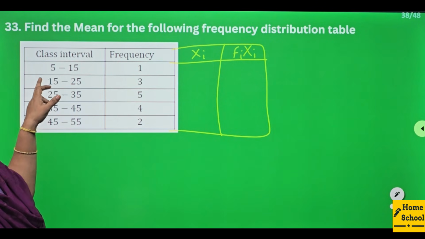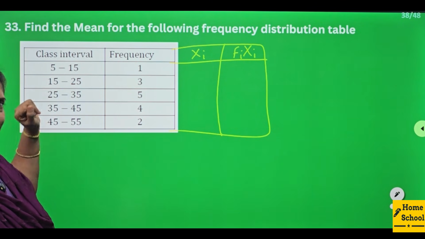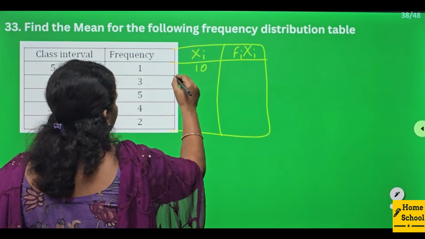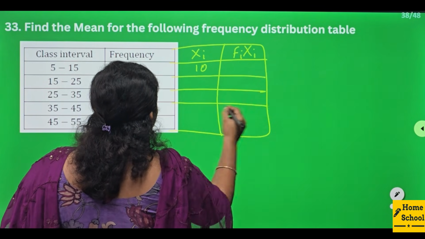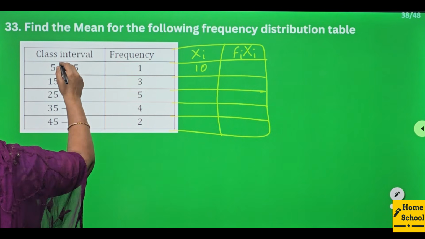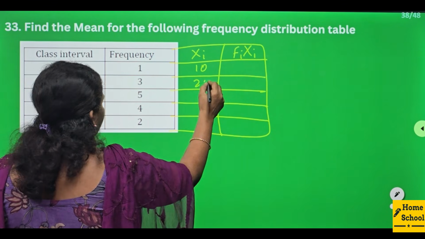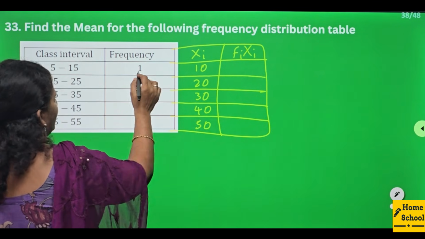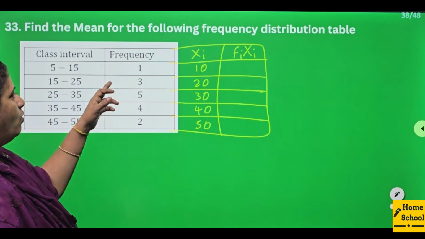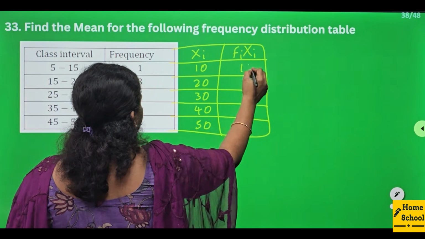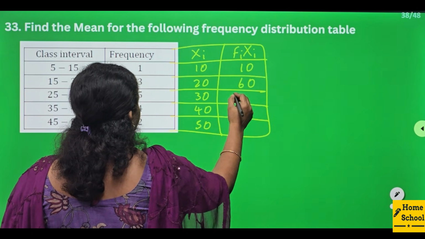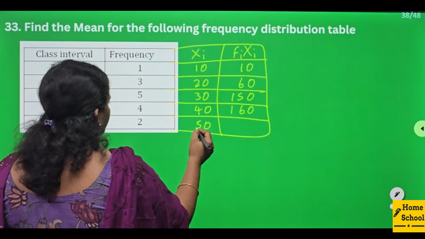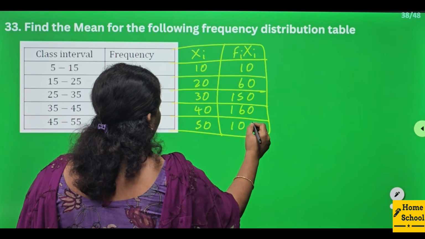Class mark, how do we get it? Lower limit plus upper limit by 2. 5 plus 15 is 20, 20 by 2 is 10. In the same manner, find the class marks for all these. Then that will be 20, 30, 40, 50. Now multiply frequency into class mark. 1 into 10 is 10. 3 20s are 60. 5 30s are 150. 4 40s are 160. 2 into 50 is 100.